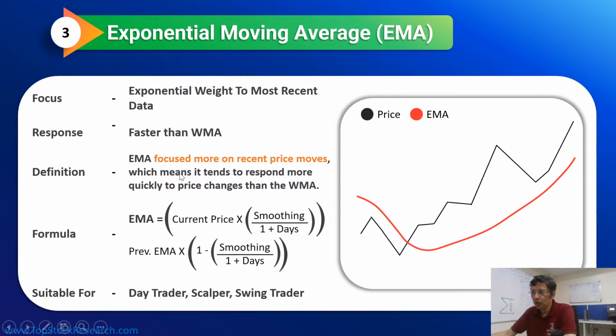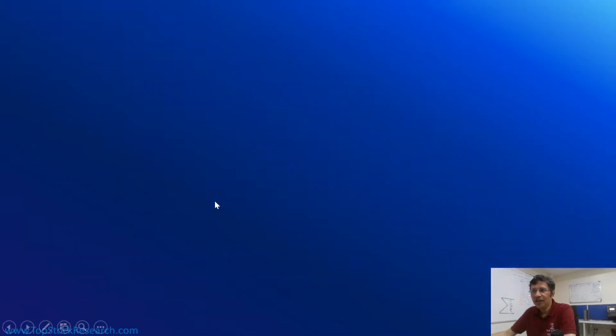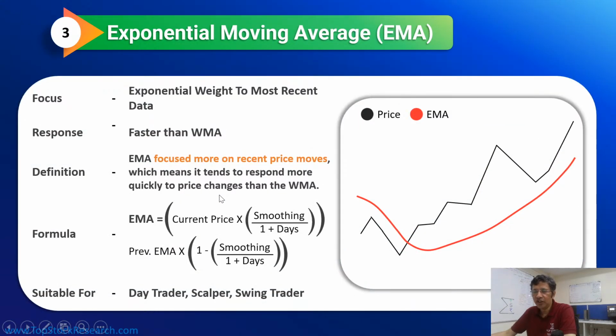Similar to weighted moving average, where in the calculation the latest price is multiplied n times. Let's say there's a 50 moving average. The latest price is multiplied by 50, and the 50th period is multiplied by 1. That's how the weight is given. Here, in exponential moving average, the latest current price is given a lot more weight compared to the previous ones, and it uses the previous moving average.